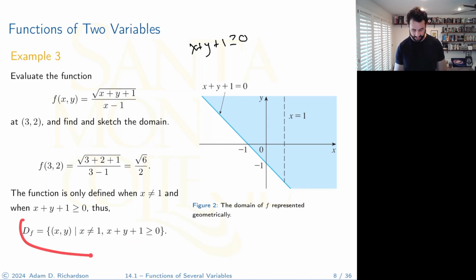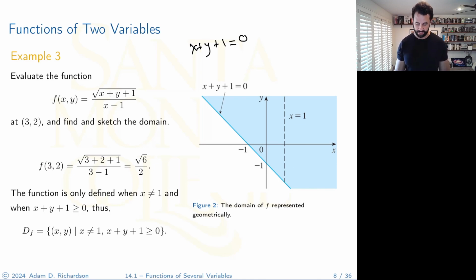Now, this is the set representation of the domain. Here is a picture of the domain. This, the equality, is just going to give you a line, right?